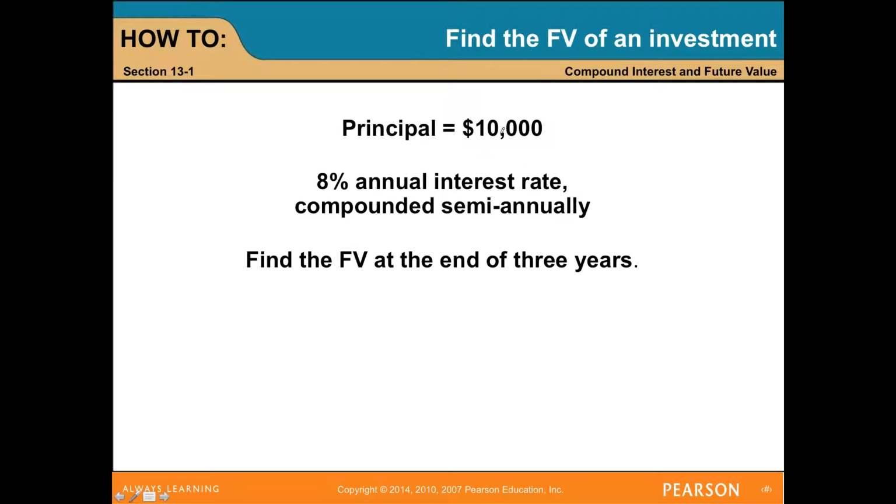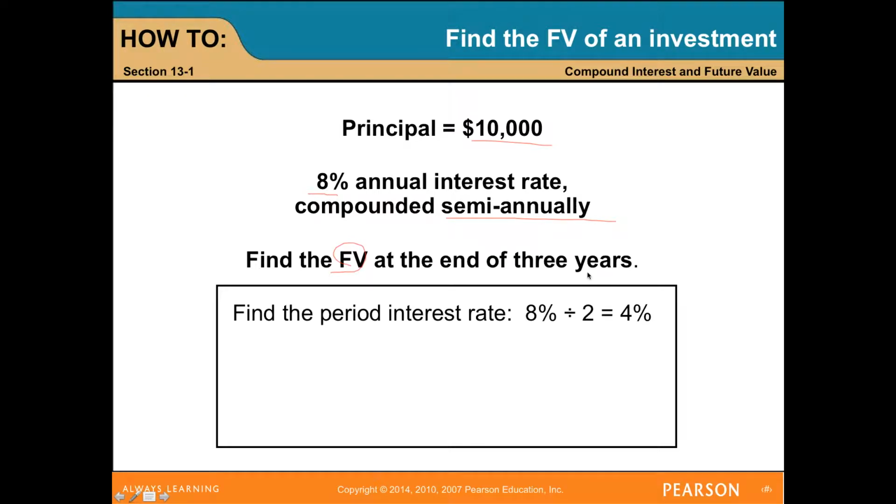Find the future value of an investment. So here's the principal of $1,000, an 8% annual interest rate compounded semi-annually. So semi-annually is half years, right? Half year intervals. Find the future value at the end of the 3 years. So find the period interest rate, right? 8% divided by 2 equals 4%. So this is the interest rate for the period.